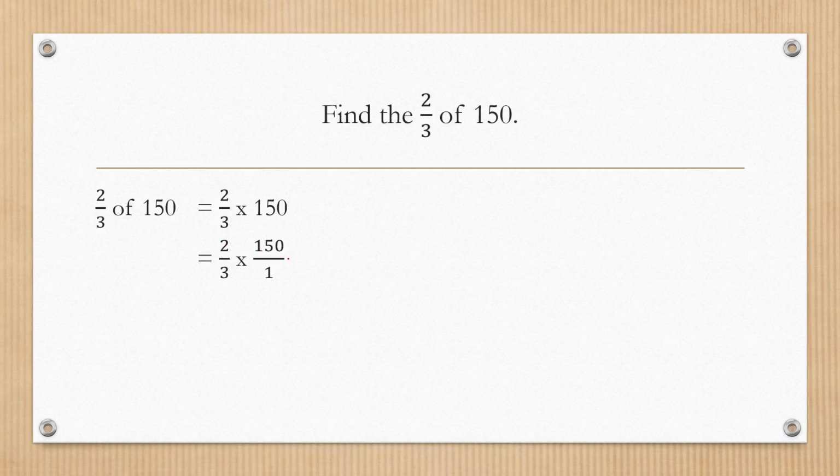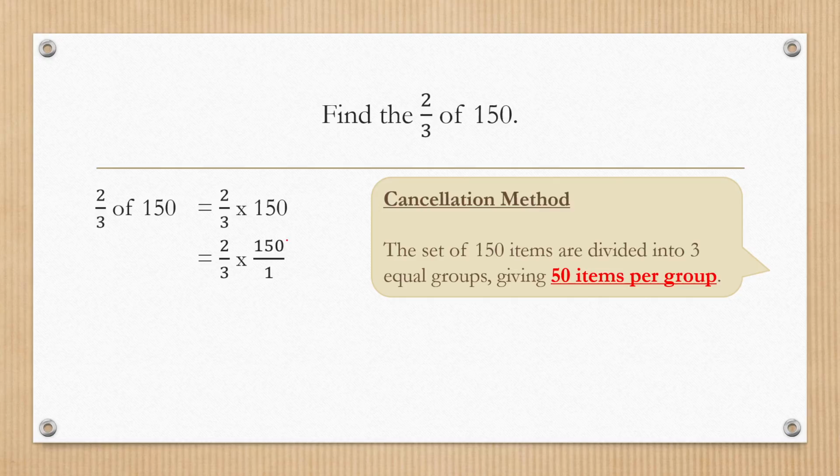Now, again, we are trying to find that if we're going to put 150 into 3 equal groups, how many items are there going to be in each group? So we're going to divide both by 3. So this will be 50 and this will be 1. So 2 over 1 multiplied by 50 over 1 would give us 100. So you will see that the answers, whether you use the unitary method or the cancellation method, would give you the same answer.